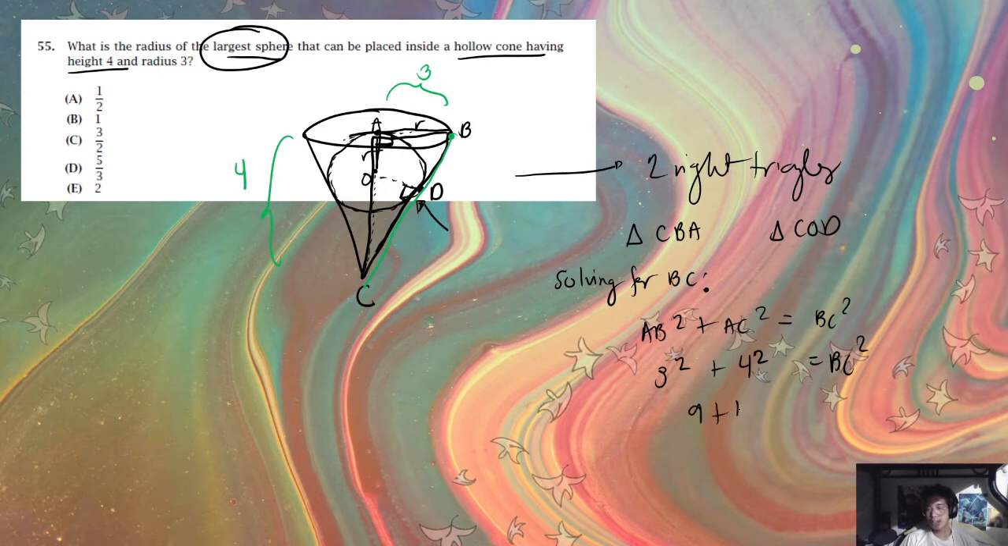So that's 9 plus 16 is equal to BC squared. That's 25 is equal to BC squared. And therefore, the measurement of line segment BC is just equal to 5. Okay, so this is 5 units.